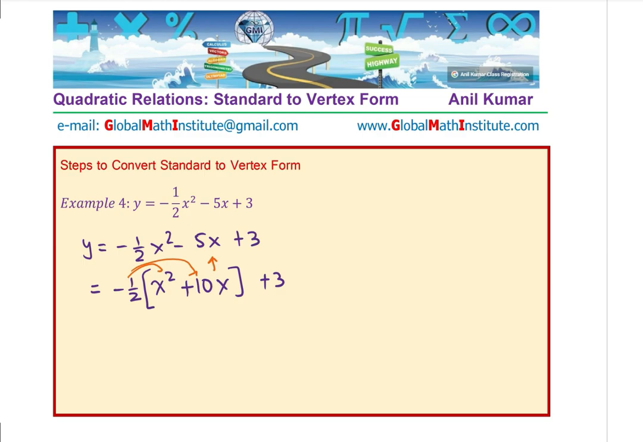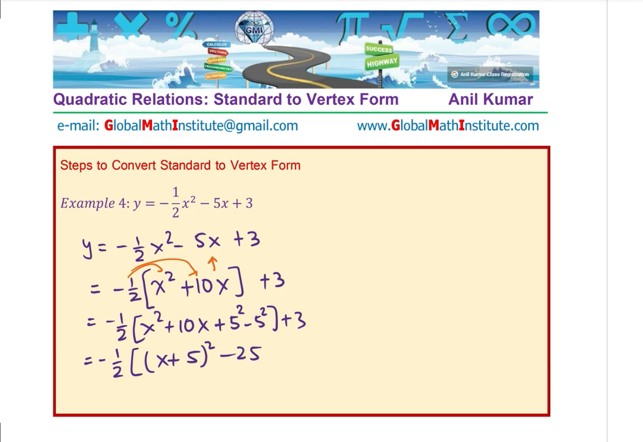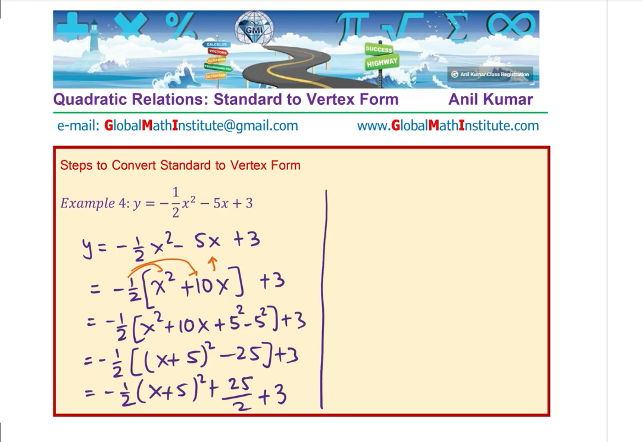Okay, now follow the steps for completing the square, which is, we have minus half outside, x squared plus 10x. What is half of 10? Half of 10 is 5. So add and subtract 5 squared, which gives you minus half, and the first three terms, (x plus 5) whole square, minus 5 square is minus 25, plus 3. Open the bracket. So we have minus half (x plus 5) whole square minus 25, minus and minus becomes plus 25 over 2 plus 3. You get the idea. And now combine the last two terms.